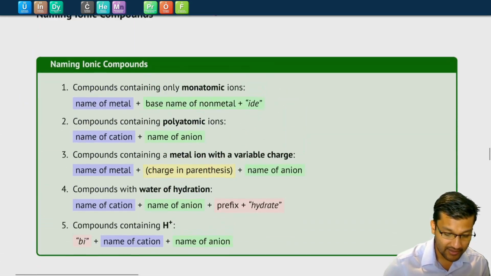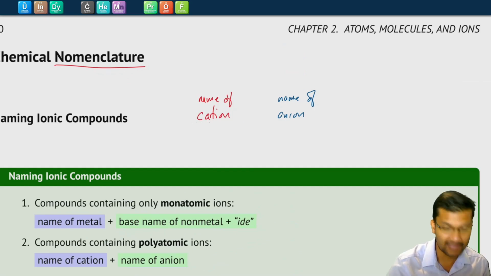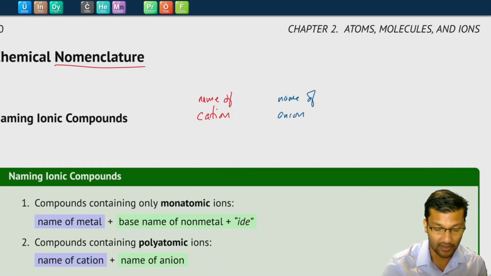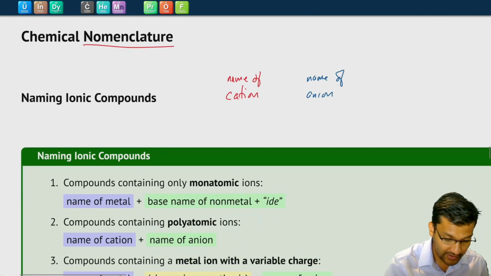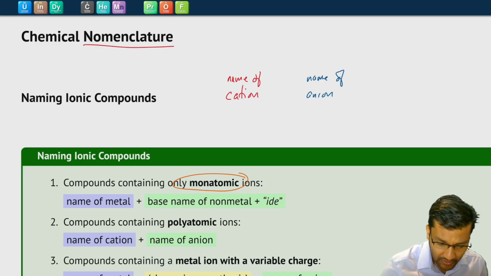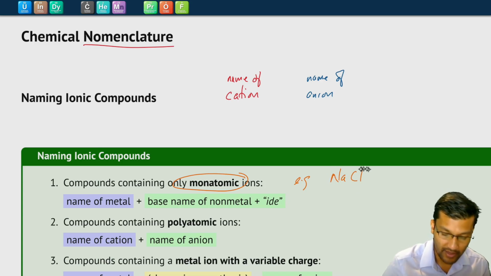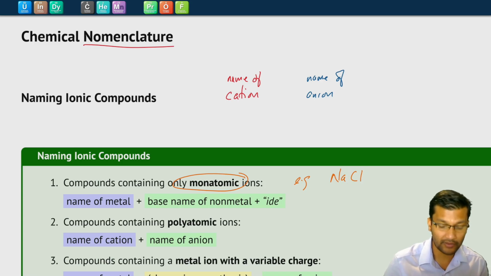But there are some strategies that can help you remember the names of the cations and anions that I want to talk about. The first is dealing with monatomic ions. Remember, monatomic ions means they only contain one type of element. An example might be NaCl. The cation only contains one element, sodium, and the anion only contains one element, chlorine.